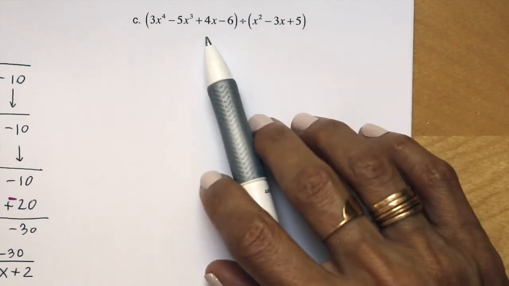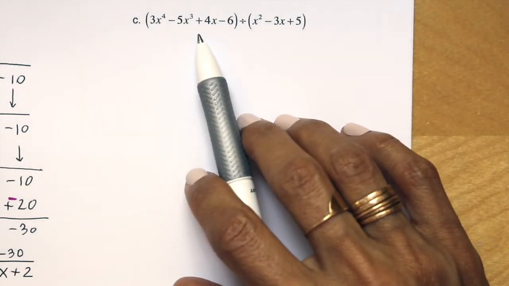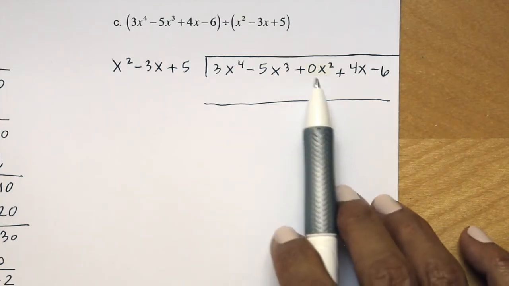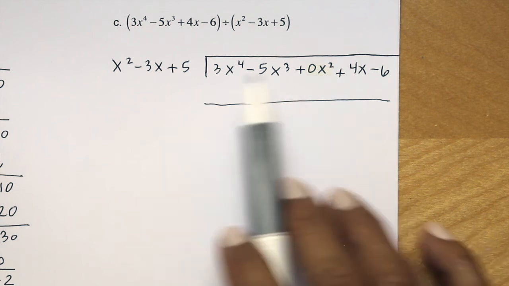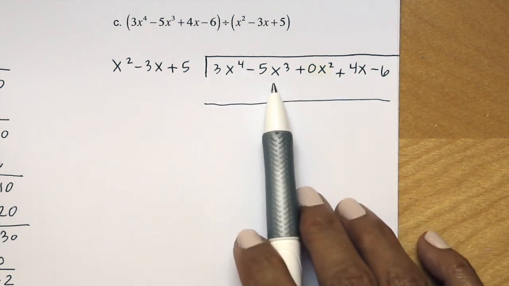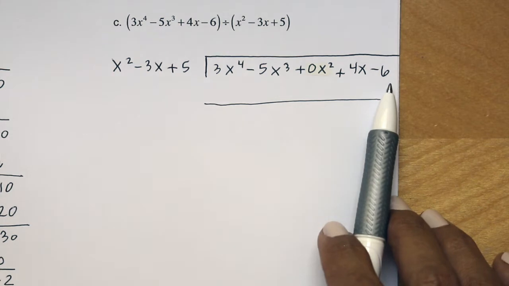For this next problem, we're going to set this up, and if you'll notice over here, you're missing the x squared term, so we'll put a placeholder for that. Okay, so I have this set up. I have the placeholder for the x squared term, so now this has x to the fourth, x to the third, x squared, x, and then your constant.